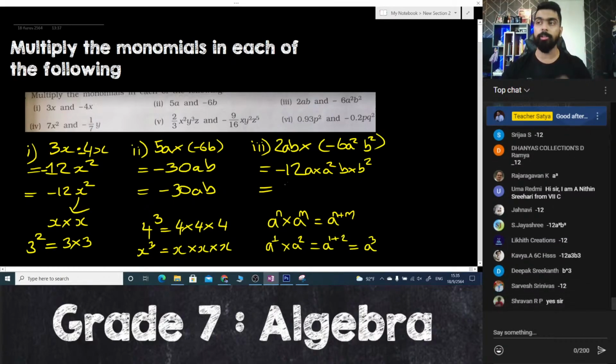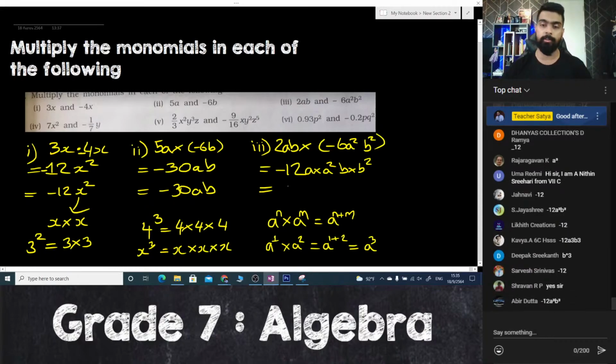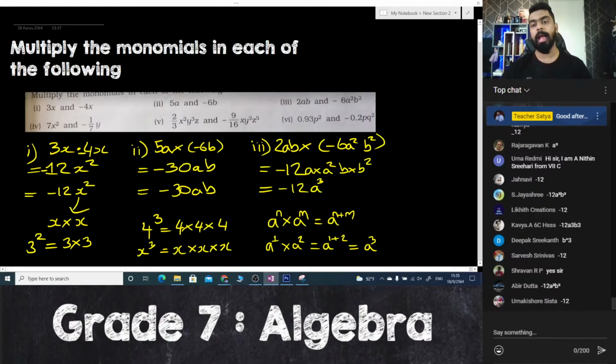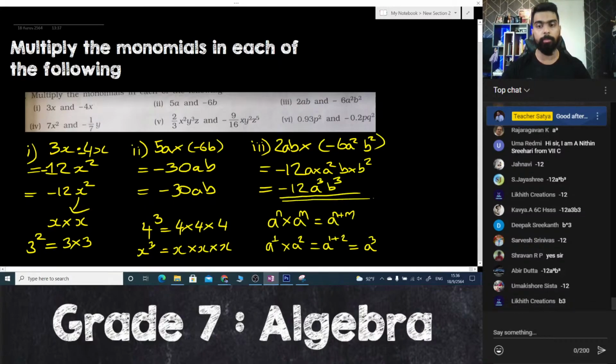In this case, we will use that law right here. So we have negative 12. A times a squared will give us a to the power of 3 using the laws of exponents, and b multiplied by b squared will also give us b to the power of 3. So our final answer would be negative 12 a cubed b cubed.